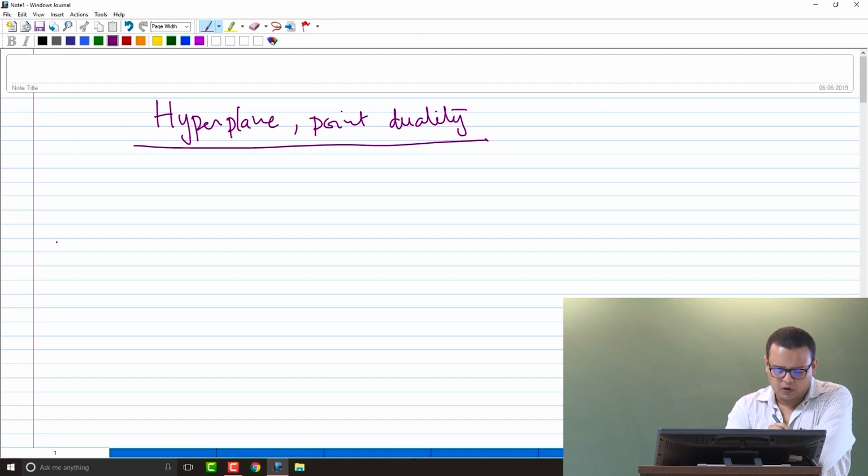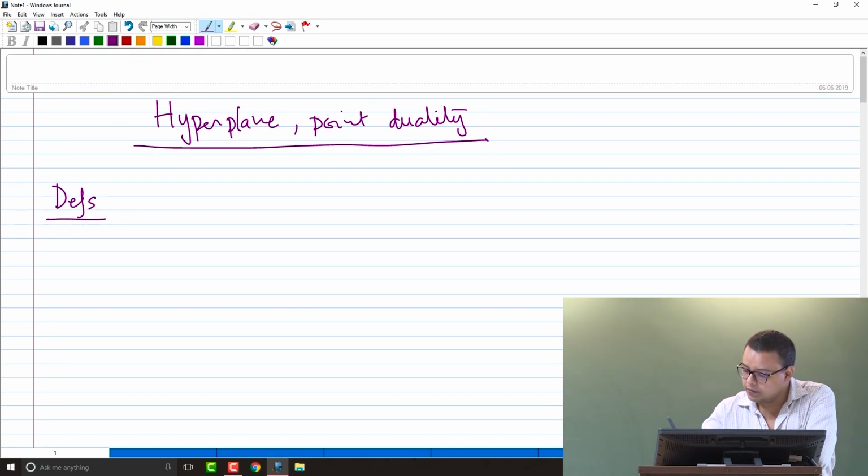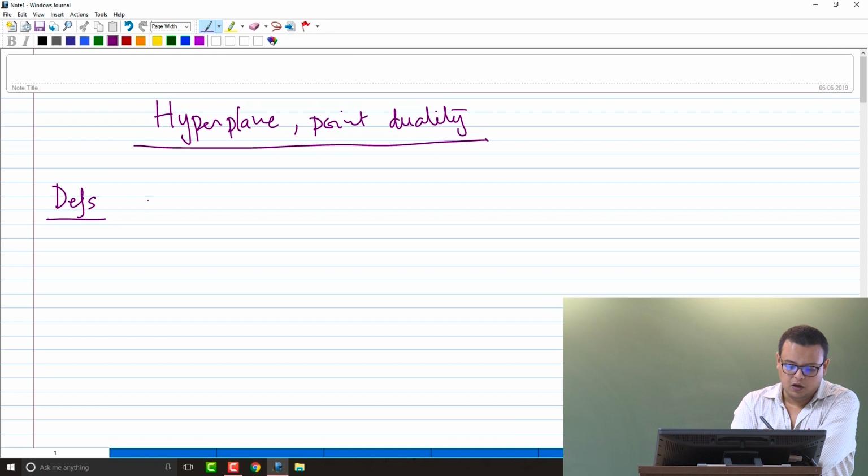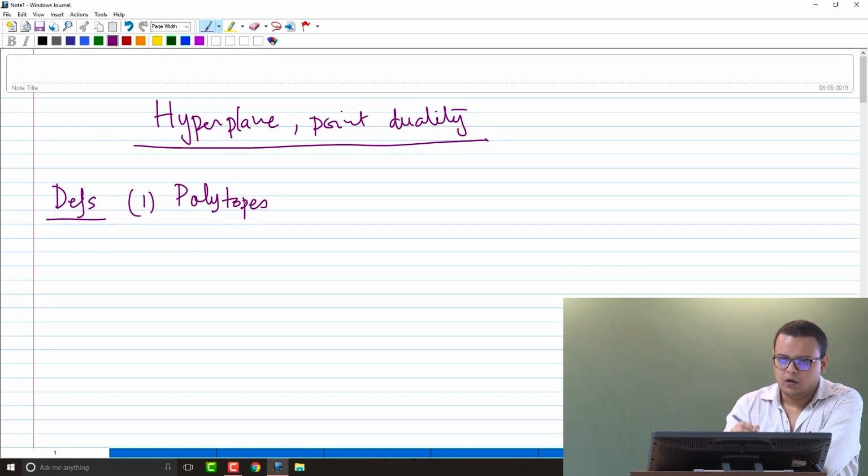So before we do that, let's slightly recollect some of the things we have done from yesterday. The definitions that we saw, one was polytopes. Polytopes were convex hull of a finite point set in RD. So again, we will be working in RD.